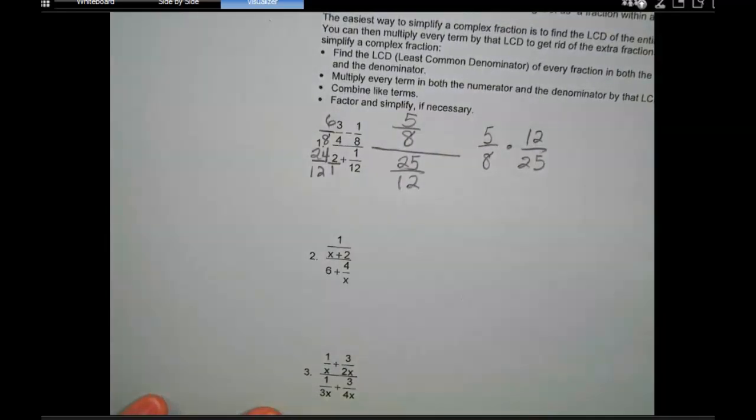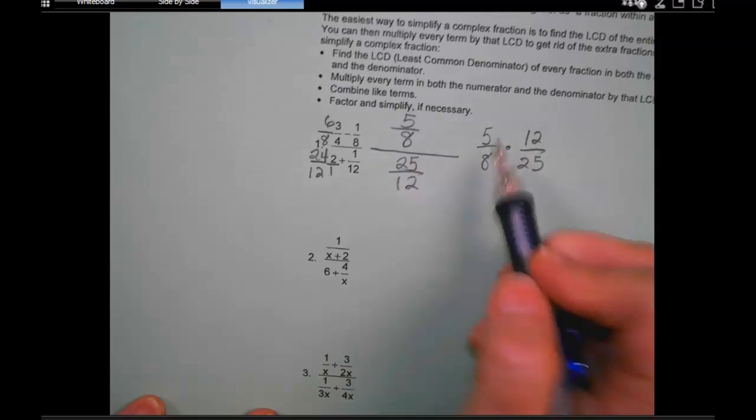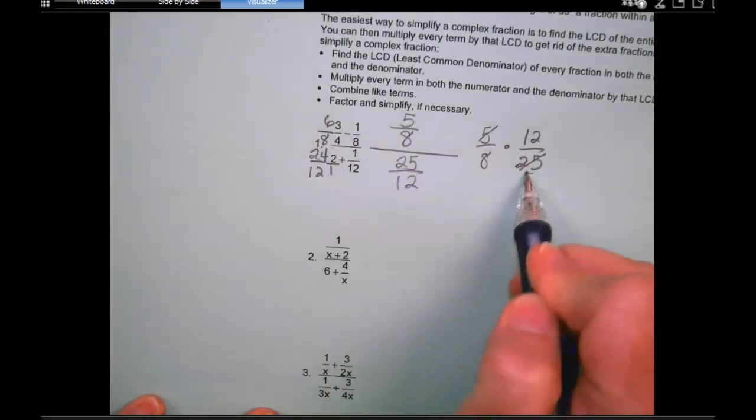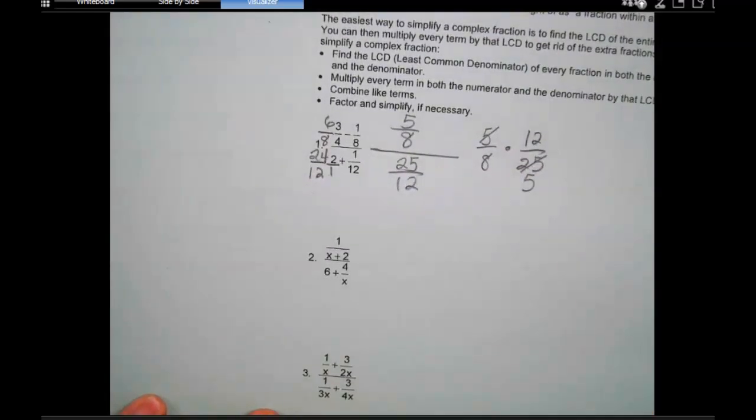And then can I do some reducing? Can I cancel my 5 into the 25? And then I have 12 over 8. Can I divide out a 4? So I get 3 and 2. So I'm going to end up with 3 over 10.